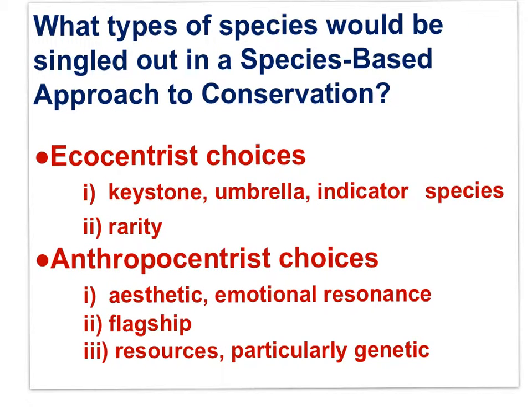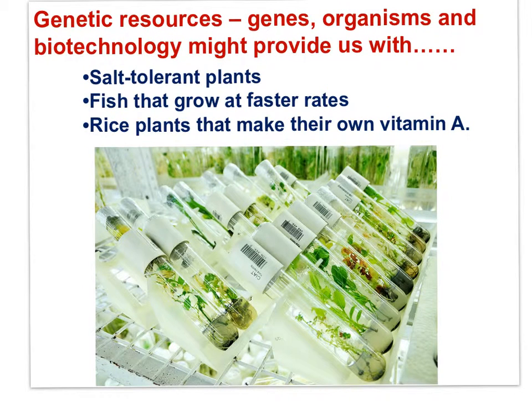And lastly, a species-based approach to conservation could include species of use to people for the resources that they might provide. Consider the species that provide genetic resources. The genes of specific species might provide us with salt tolerance in plants, fish that grow at faster rates, or rice plants that can make their own vitamin A.